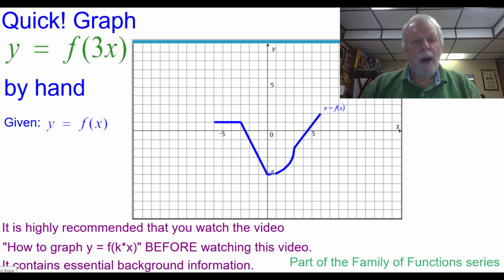Quick, graph y equals f of the quantity 3x by hand, given the graph of y equals f of x, here in blue. It is highly recommended that you watch the video, How to Graph y equals f of the quantity k times x, before watching this video.